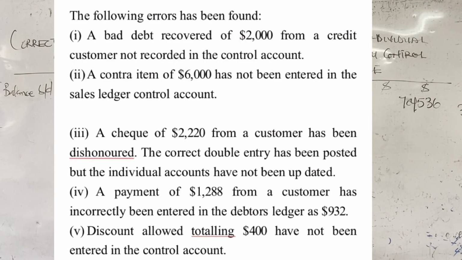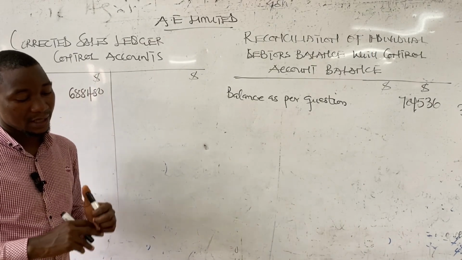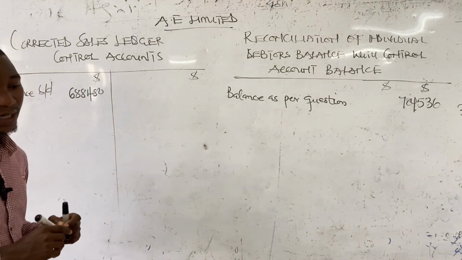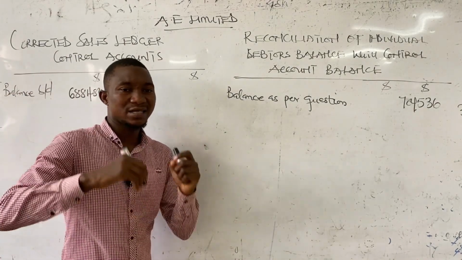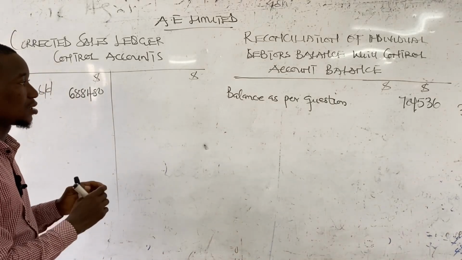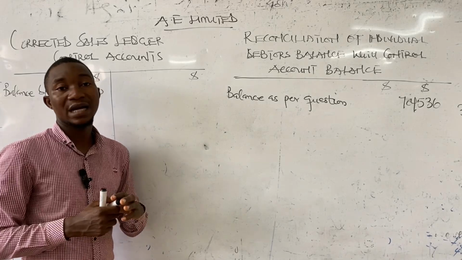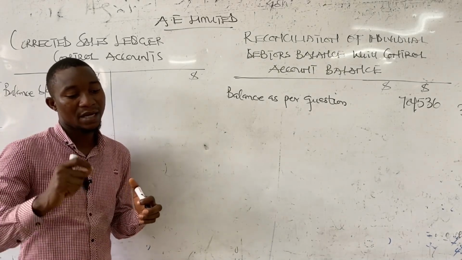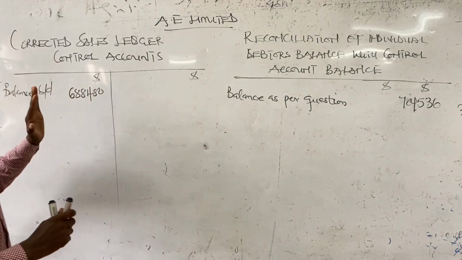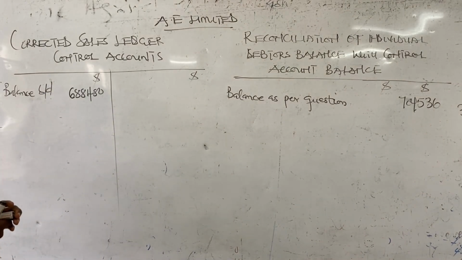I states that a bad debt recovered of $2,000 from a credit customer was not recorded in the control account. A bad debt recovered is not recorded in the control account, so it means this error has occurred in the control account. Wherever the error has occurred, let's go and correct it over there. It is not recorded over here. So where do we record bad debt recovered?